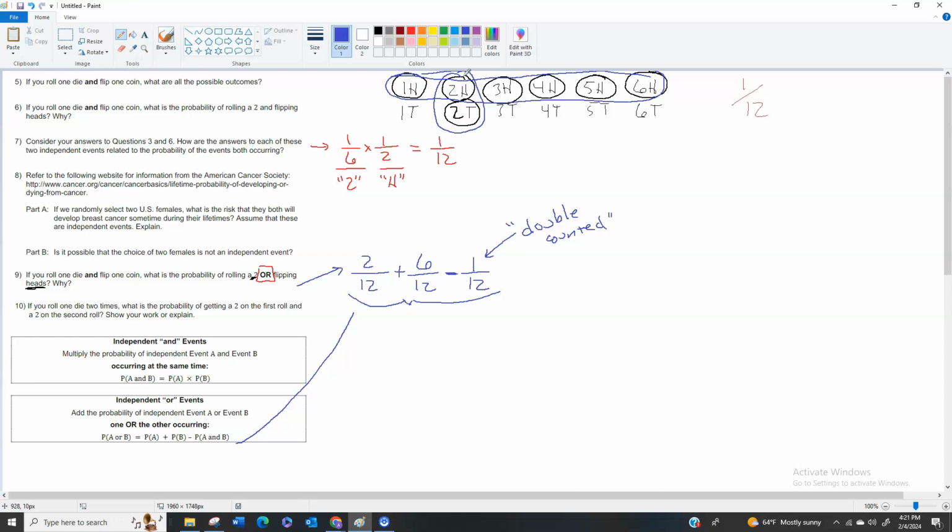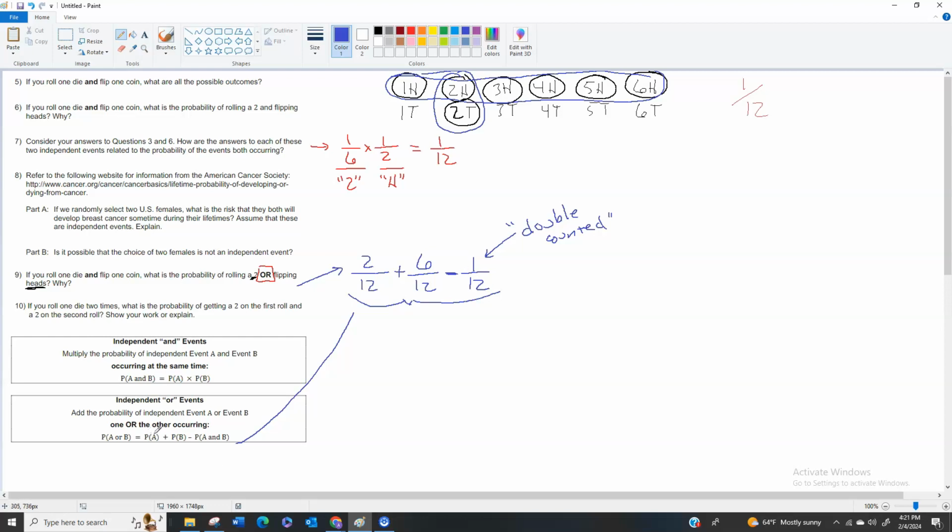But we don't want to count the 2 of heads twice, because that's still just one of the possibilities. It just happens to have both of them in it. So OR means you're going to count it if it has one of the characteristics or the other characteristic, but if it has both characteristics, you have to take that out.